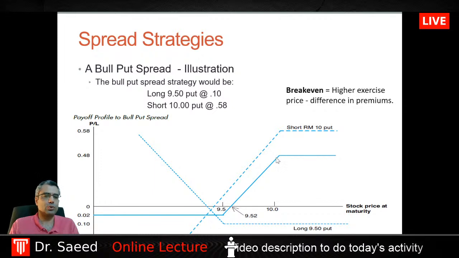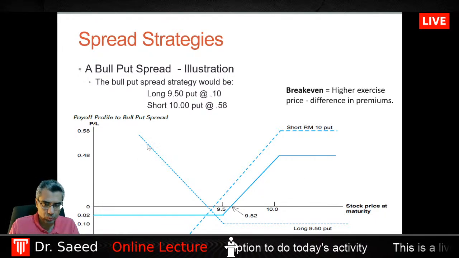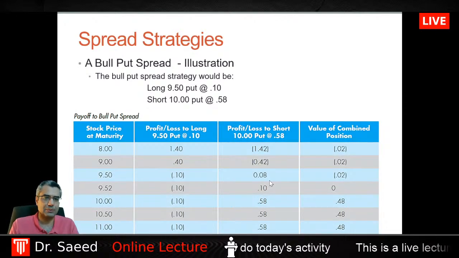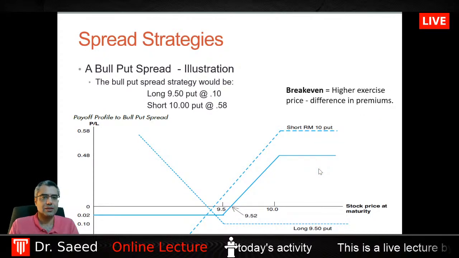Yeah, if the price increase goes above 9.52, it's a profit for you, right? And you see here how we have mixed these two, and then we get the blue curves, and we already have seen this in the table, how we mixed these two and got the combination. So the lower one, 9.5, is the strike price here, then the strike price $10 here, and the break-even point here is the higher exercise price 10 minus the difference between these two, 10 minus 48 cents means 9.52.